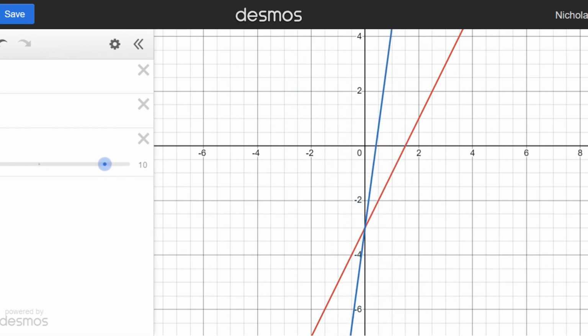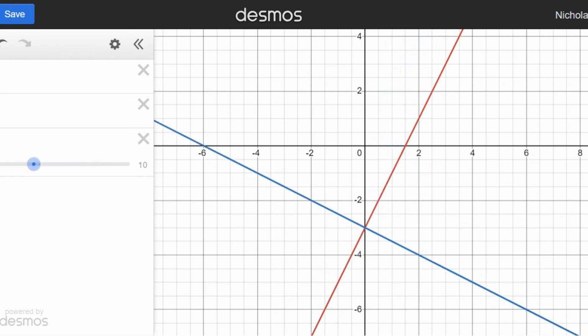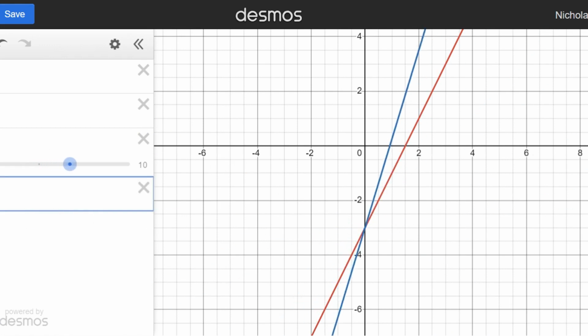And I could do a number of things here. I could, first of all, make sure it only increases. I could click this animation properties, make sure it only goes in one direction. And if I do that, it goes from that positive 10 slope to a negative 10 slope.